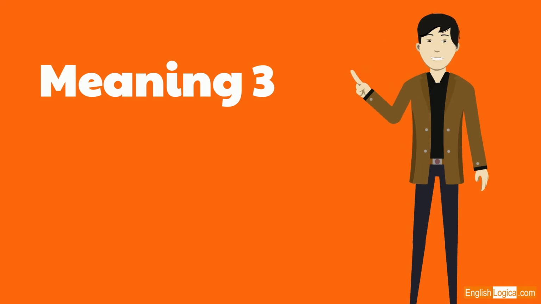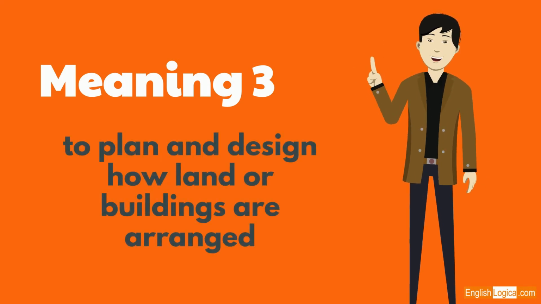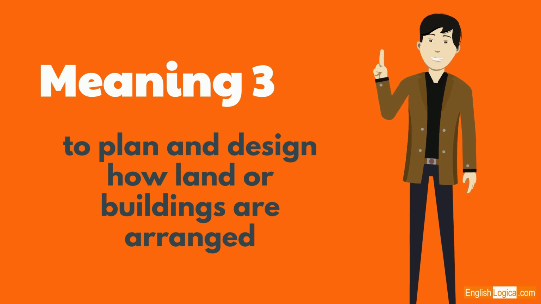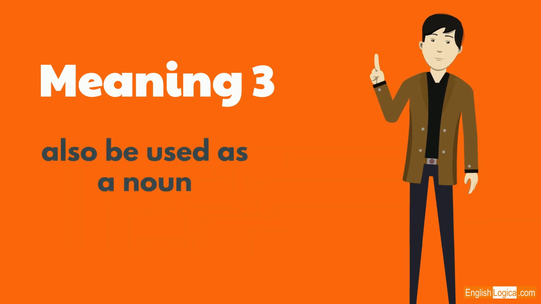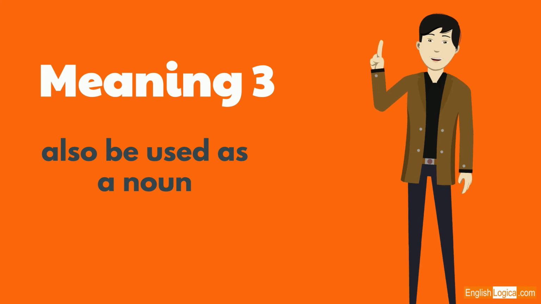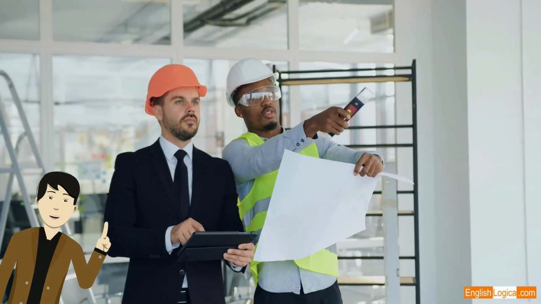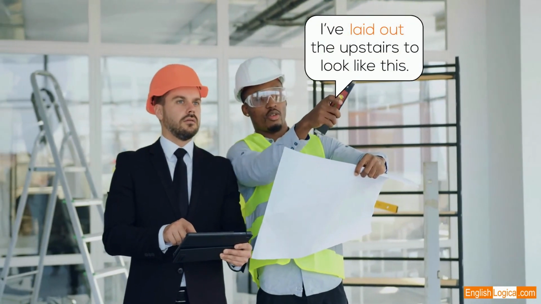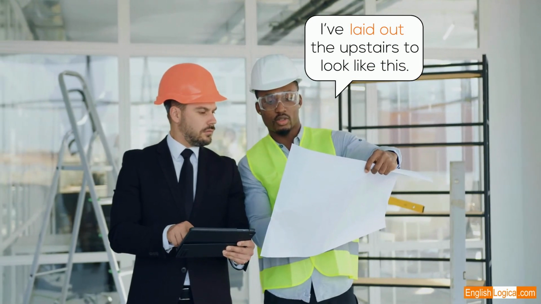Meaning 3 of layout is to plan and design how land or buildings are arranged. This meaning can also be used as a noun, like layout. The architect finished designing the building. I've laid out the upstairs to look like this.